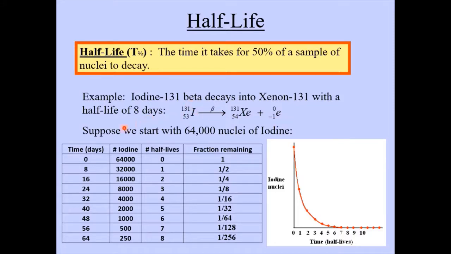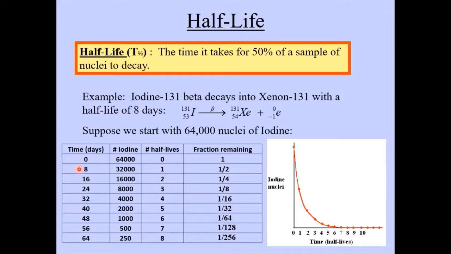So what does that mean? Well, suppose we start with, let's pick a nice round number here that we can easily divide by 2 many times. So let's start with 64,000 nuclei of iodine-131, okay? So at time 0, we start with 64,000 iodine. And obviously we haven't started the clock yet, so we haven't undergone any half-lives. We're at 0. And so we have the full fraction remaining. In other words, all of those 64,000 are still iodine.